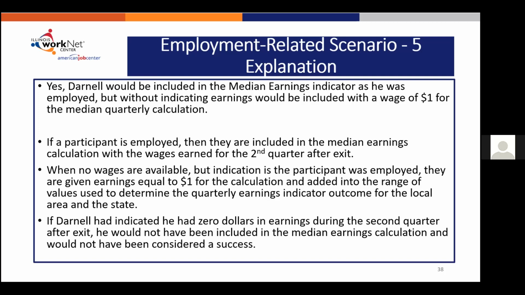So if it was indicated he had $0 in earnings during the second quarter after exit, he wouldn't even have been included in the measure and wouldn't even be a success or failure because he wouldn't be included. And this is probably something more that happens behind the scenes in the system for calculation purposes of the median earnings.